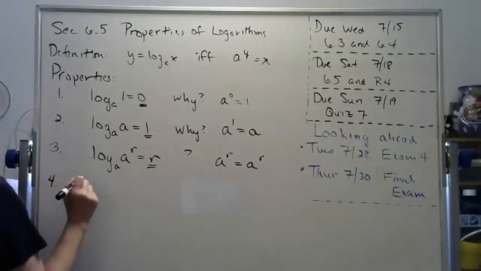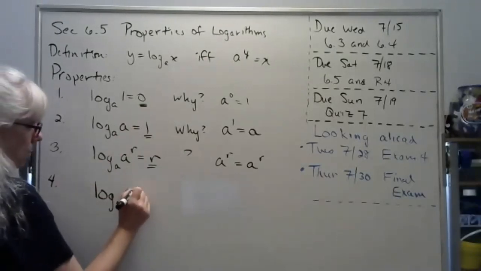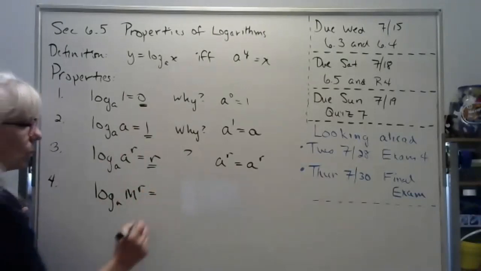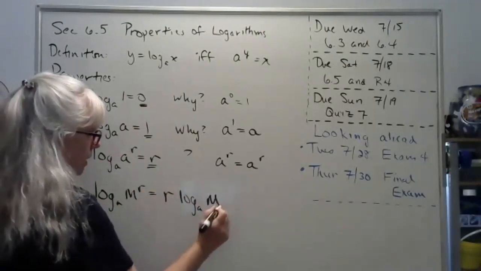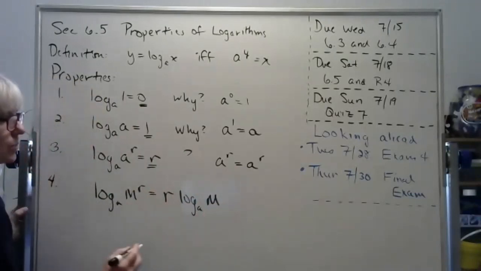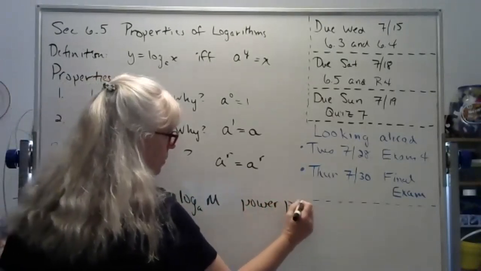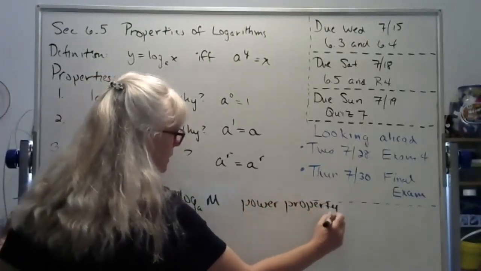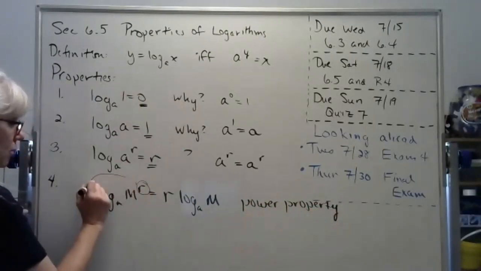Number 4 is our power property. It says if you have log base a of m raised to the r power, we can bring that r out in front and write it as r times log base a of m. So this one's really powerful, and I call it the power property. We will use it quite a bit. It lets us do a lot of things. So the power property: you can take this power and move it out in front.